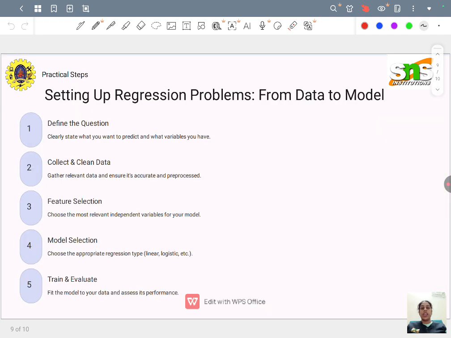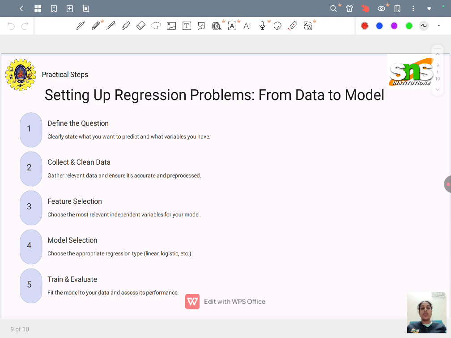Okay, next we will see about steps in setting up a regression problem. Okay, to actually run a regression analysis, here is the typical workflow. First one is define your question. What are you trying to predict? Clearly state what you want to predict and what variables you have. And next one, you have to collect and clean the data. Gather relevant data and ensure it is accurate and processed. Okay, and next one is select the most relevant variables. Choose the most relevant independent variables for your model.